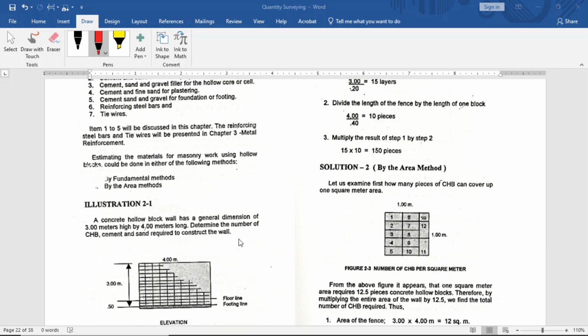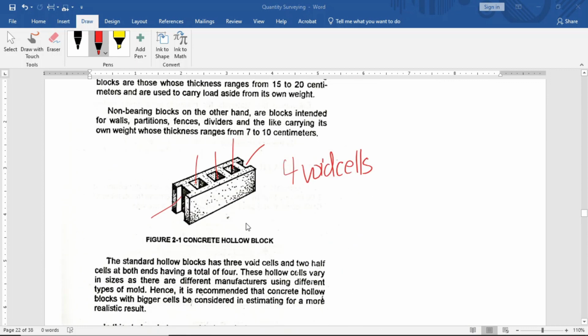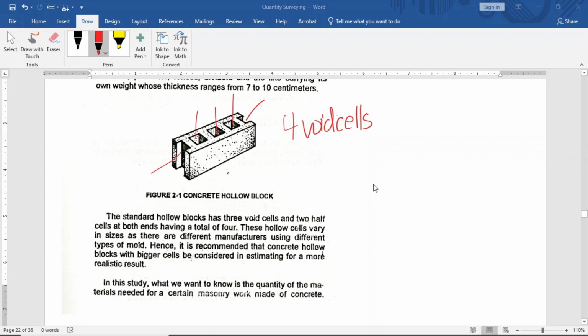So, example tayo, illustration 2-1. A concrete hollow block wall has a general dimension of 3 meters high by 4 meters long. Determine the number of CHB, cement, and sand required to construct the wall. Before that, iyan muna natin yung dimension ng hollow blocks natin.